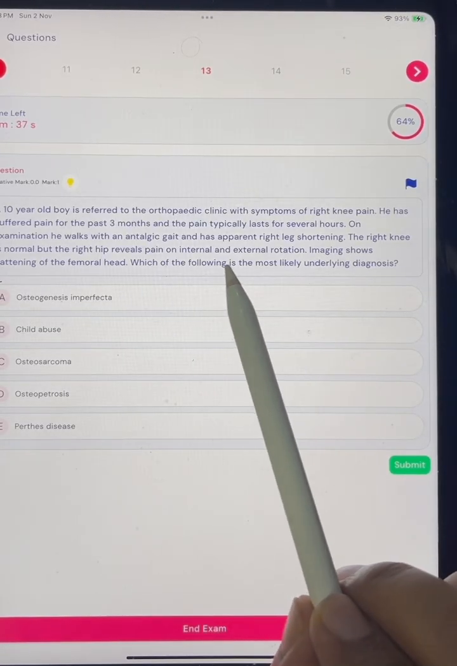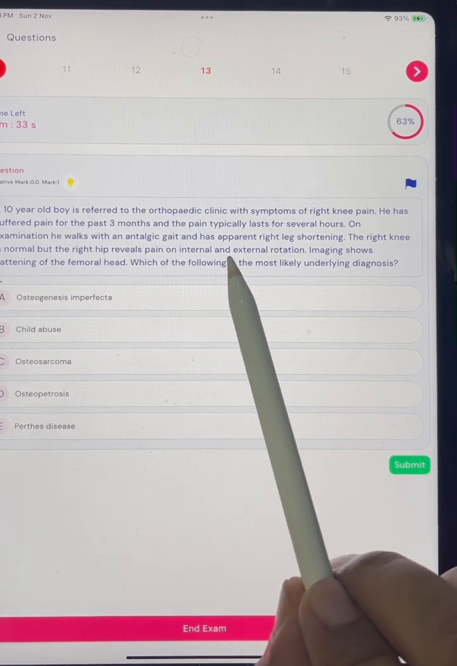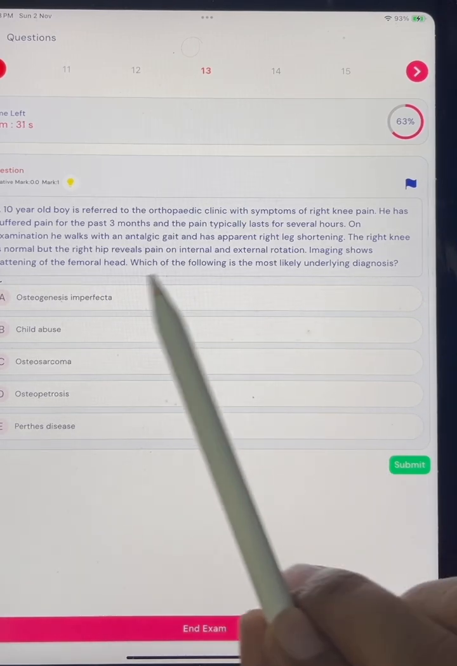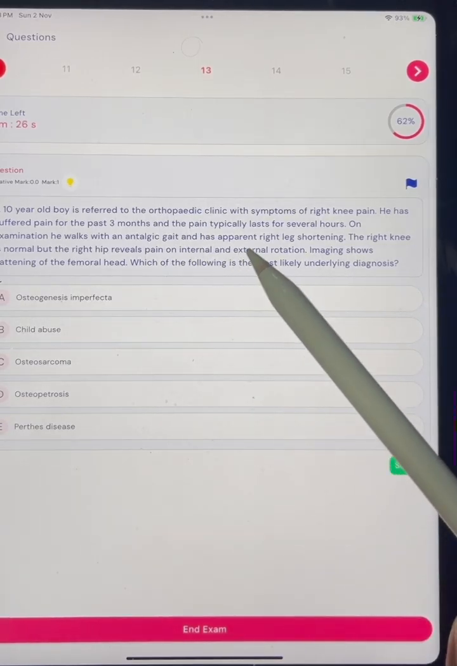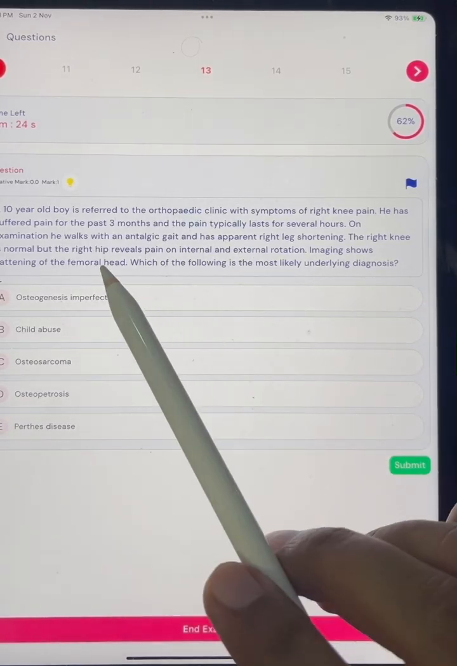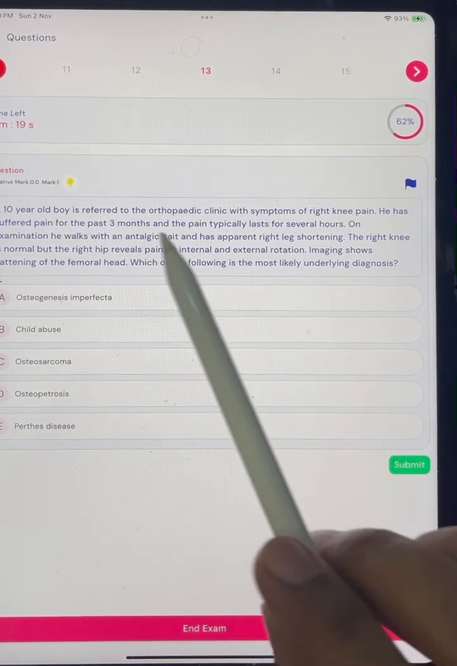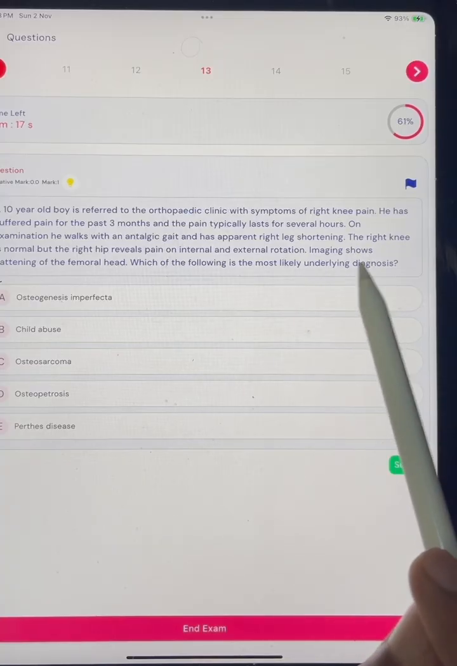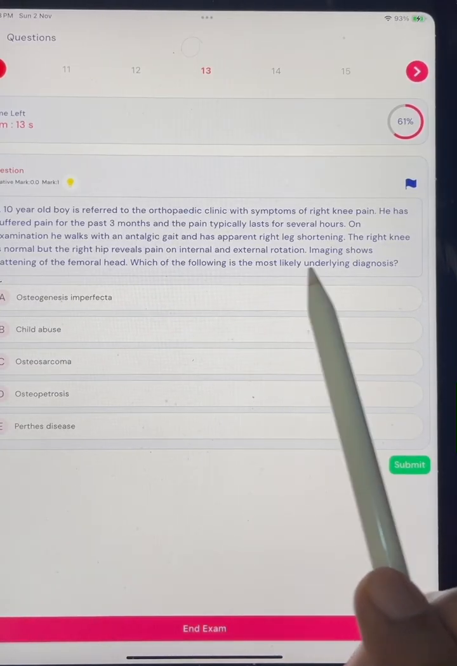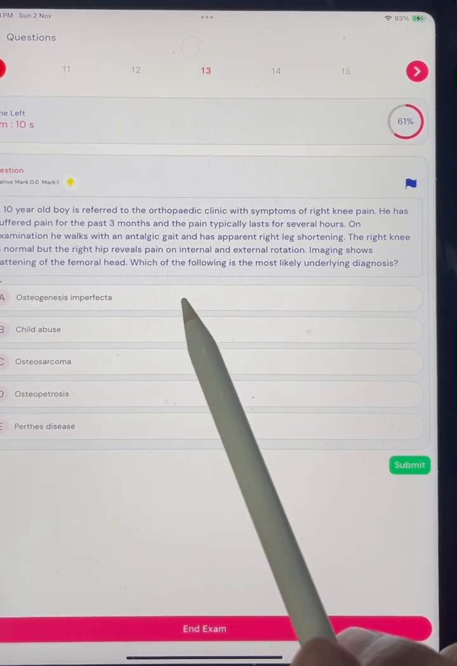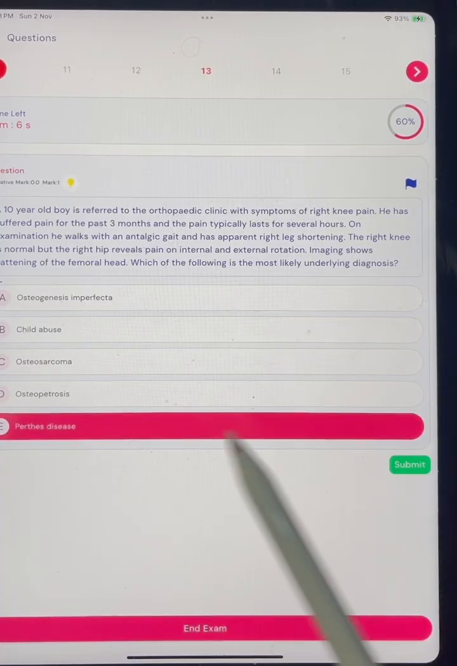A 10-year-old boy is referred to the orthopedic clinic with symptoms of right knee pain. He has suffered pain for the last 3 months and pain typically lasts for several hours. On examination, he walks with an antalgic gait. Age is higher, so now you have to think of other causes. Right leg shortening, right hip pain on internal rotation and external rotation. X-ray shows flattening of the femoral heads. So this is Perthes.